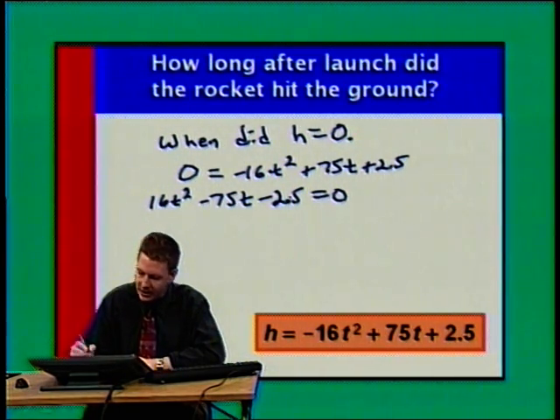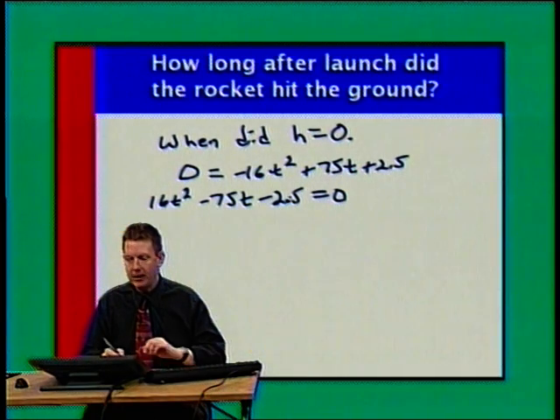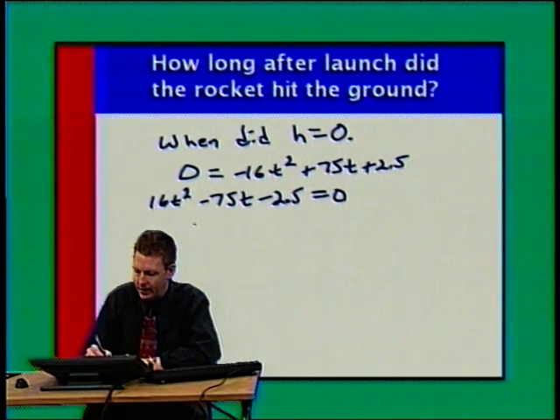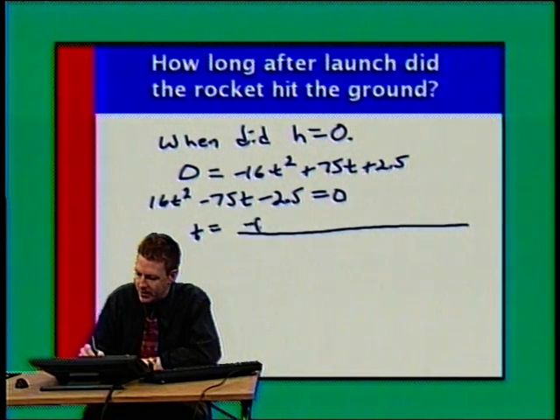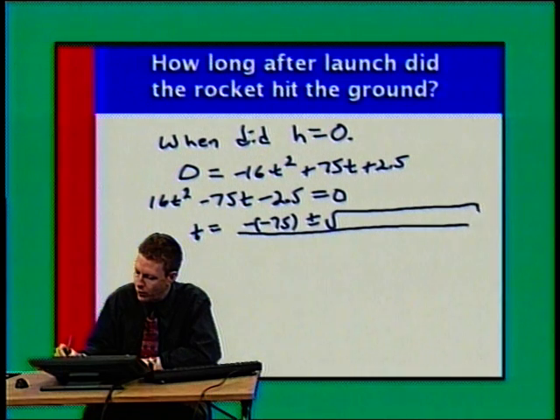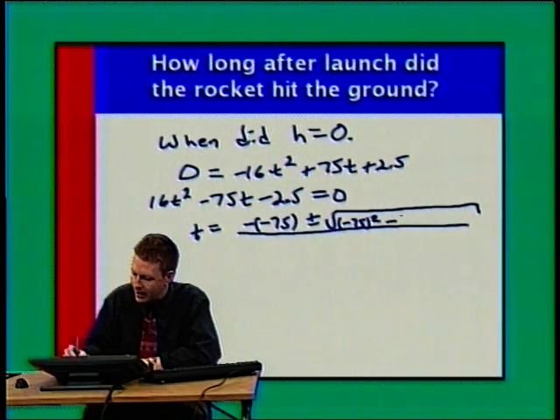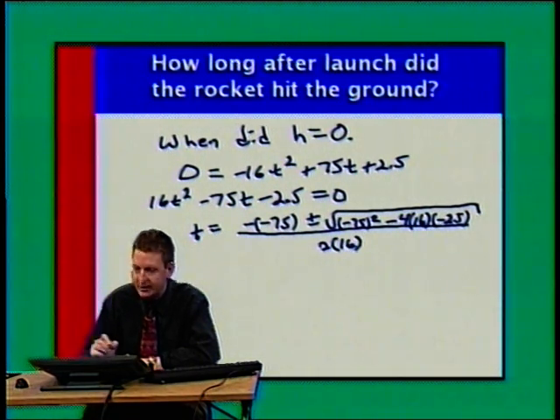Again, I'm not even going to think about factoring this. I'm going to go right to the quadratic formula. T is the opposite of negative 75 plus or minus the square root of the square of negative 75 minus 4 times 16 times negative 2.5, and this is all happening over 2 times 16.